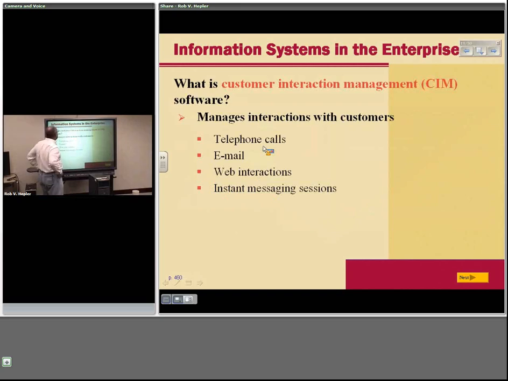Customer interaction management. This is similar to a sales system because sales systems, sales contact, sales call systems keep track of this as well. But this is a little different thing. This is not sales agent initiated. This is customer initiated generally. Or if you're doing telemarketing, it keeps track of these kinds of things.